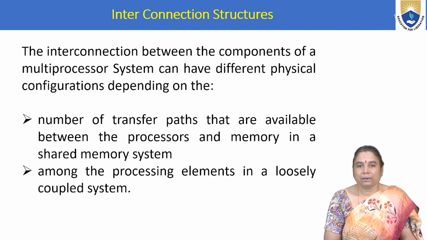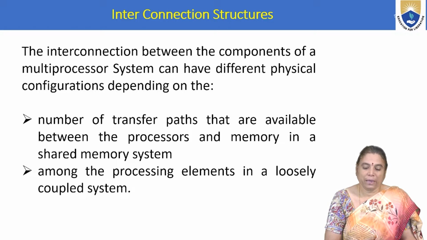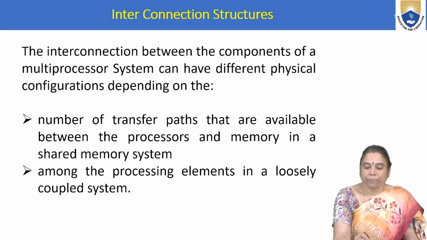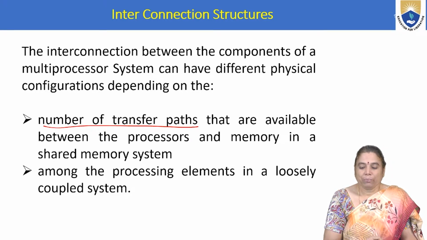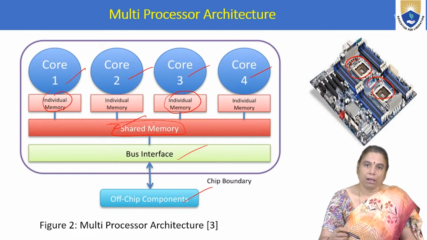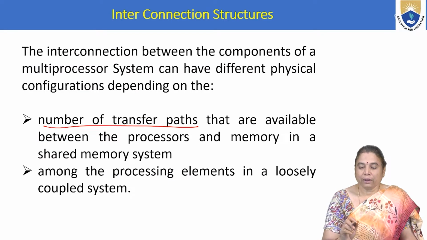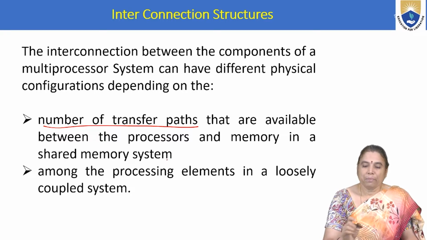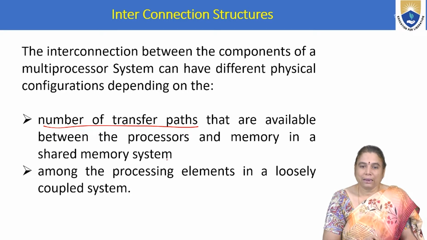So here the major design issues can be the number of transfer paths that are available between processor and memory in a shared memory system. A multiprocessor system can have dedicated individual memory, and to share the common resources, shared memory is there. How these cores can be connected with the memory to share the common data, and how many transfer paths are connected between the processor and memory in a shared memory system, is the major design issue.